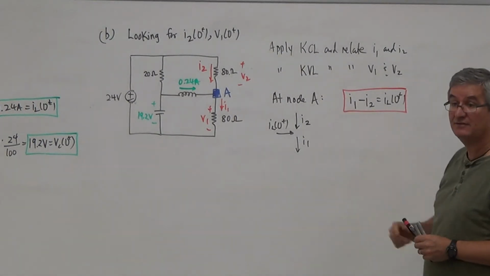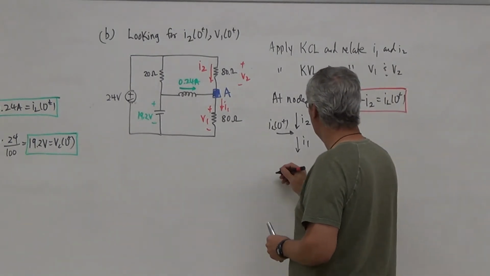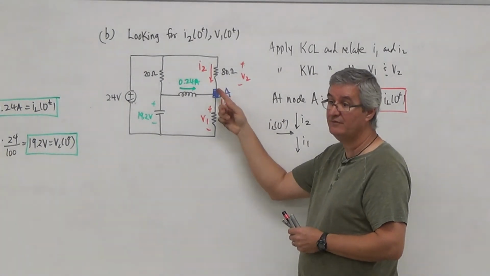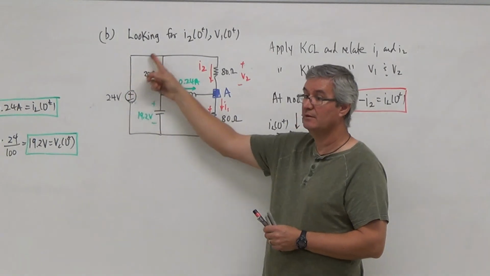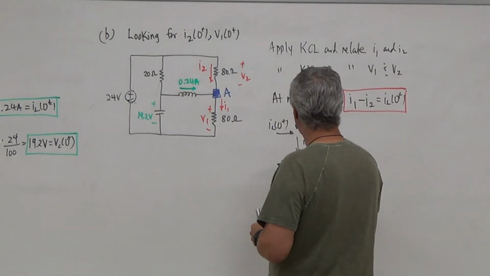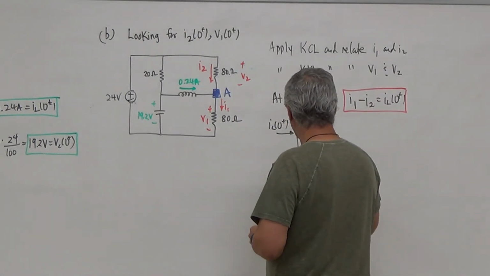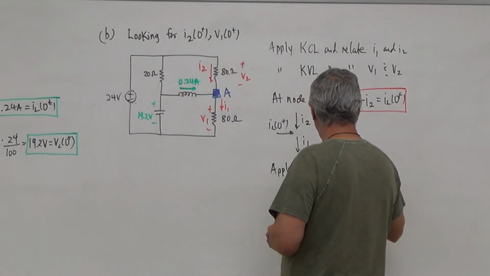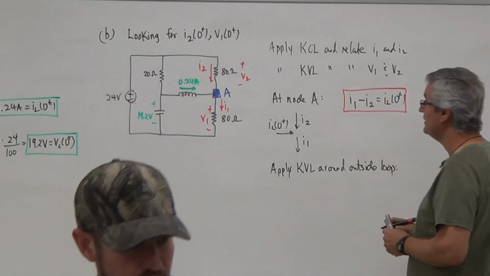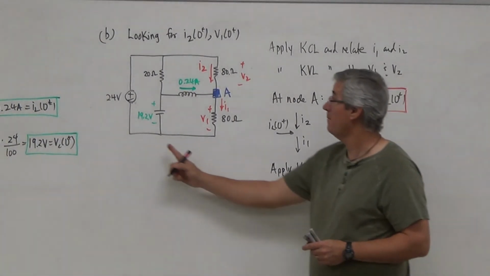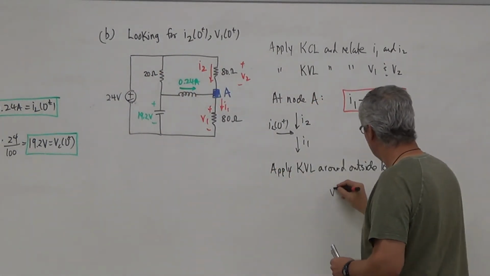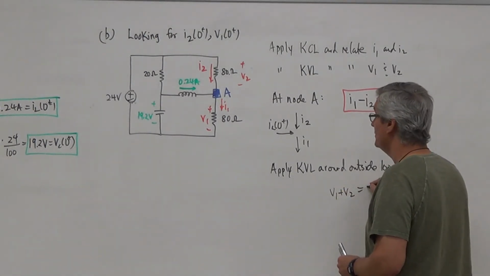Then I got to look at KVL. I got to relate this voltage to that voltage, so the most obvious choice would be to go all the way through the outside. If I apply KVL around the outside loop, I go minus, plus, plus, so that gives me V1 plus V2 equals 24.